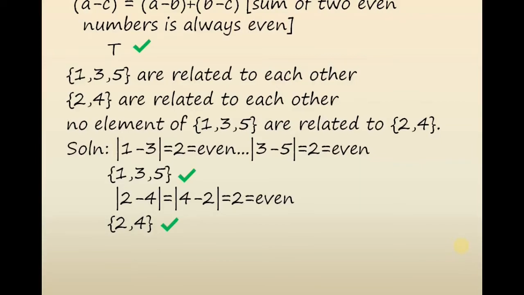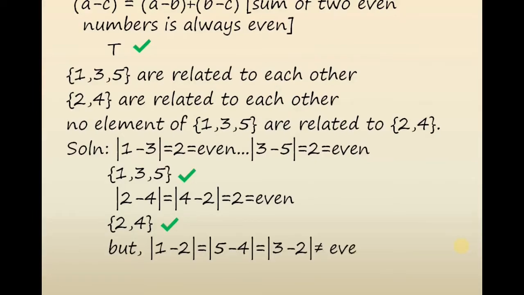But they're telling us no element of {1, 3, 5} is related to {2, 4}. So this time you take element a from one set and b from the other set. If you take 1 minus 2, you get 1. 5 minus 4 is 1. 3 minus 2 is 1. It's always odd. It's not even. So as they're telling, no element of {1, 3, 5} is related to {2, 4}.